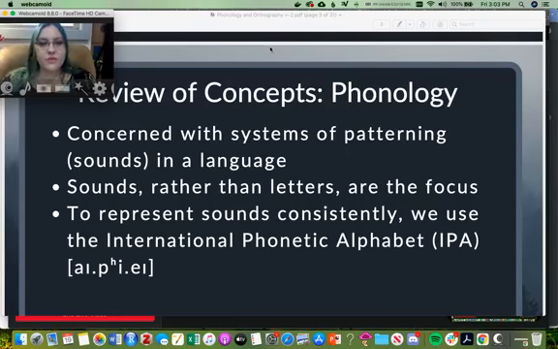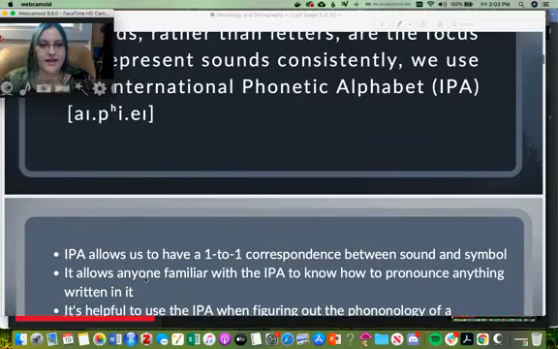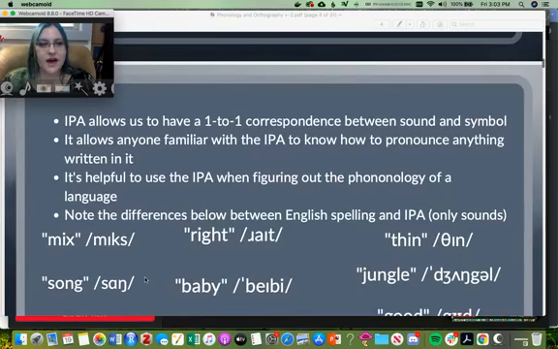One of the things that we use as linguists is the International Phonetic Alphabet, also called the IPA, to allow us to represent sounds of languages, and here's its name down here. One nice thing about the IPA is it allows us to have a consistent one-to-one correspondence between sounds and symbols. You will never have to guess how a particular sound is supposed to be written in the IPA because there's only one way to write a particular sound.